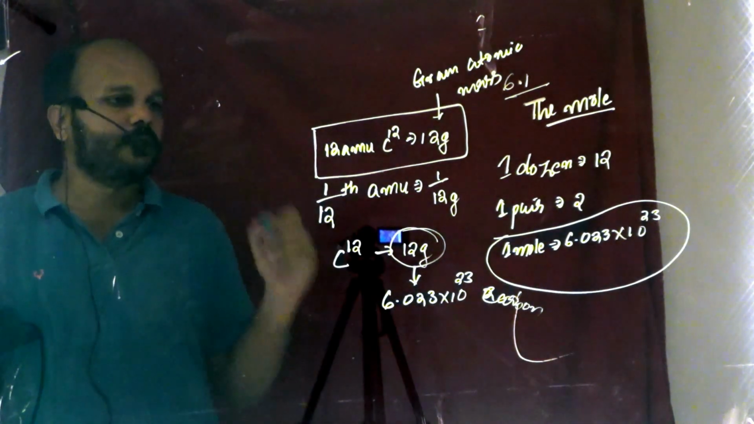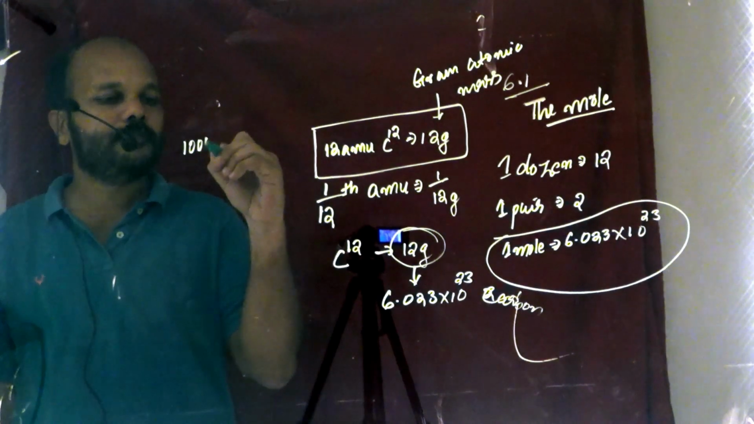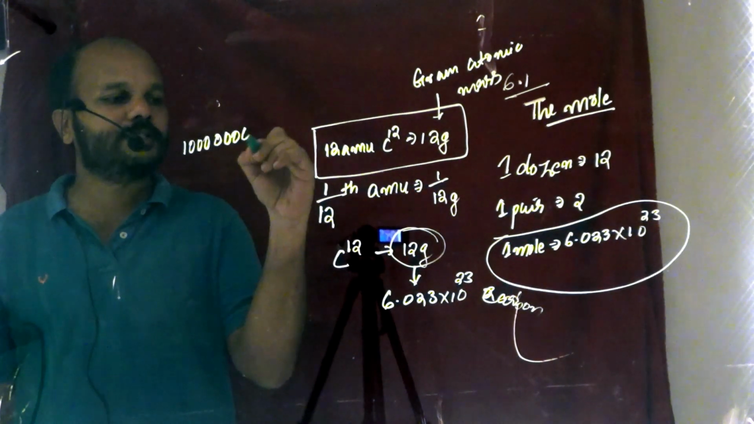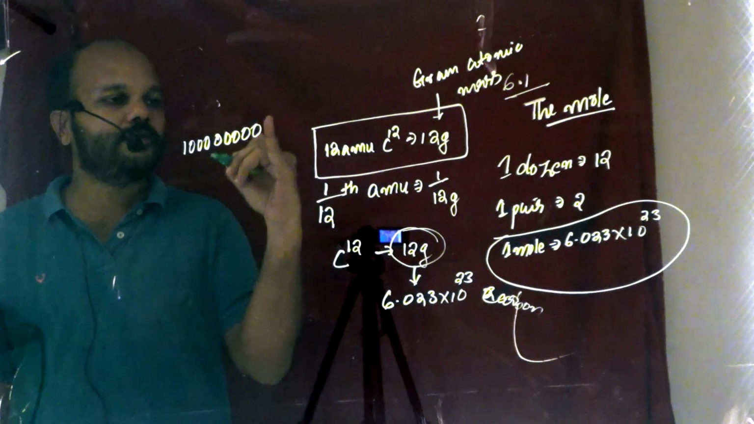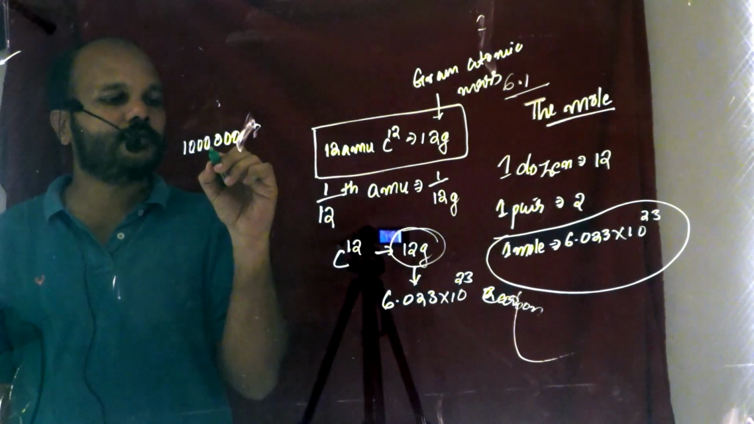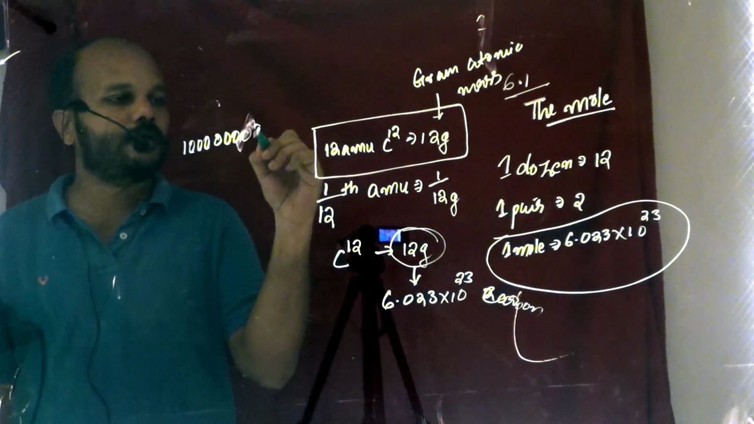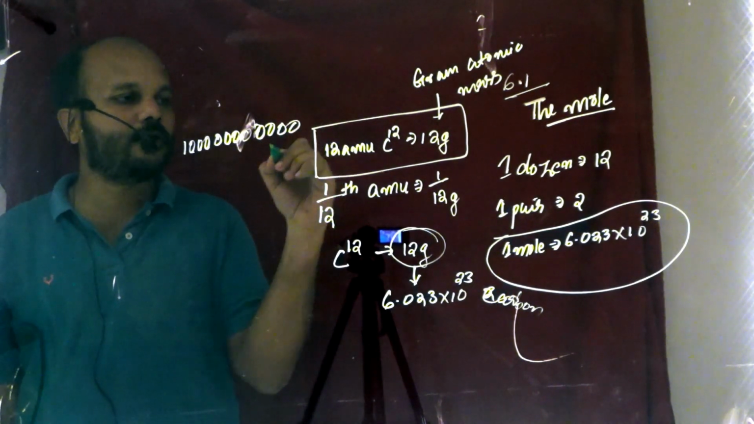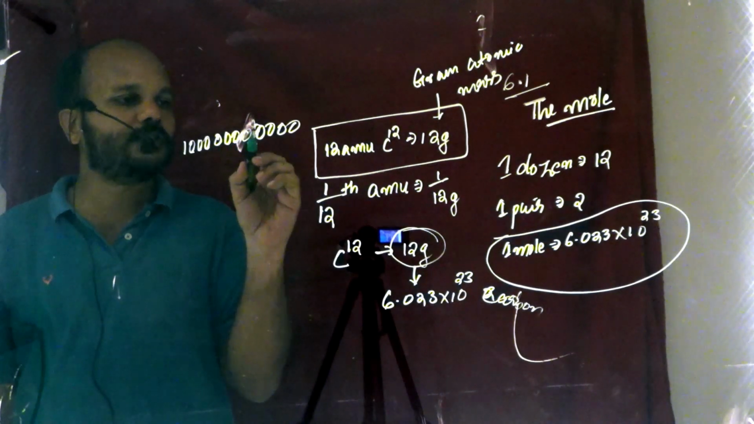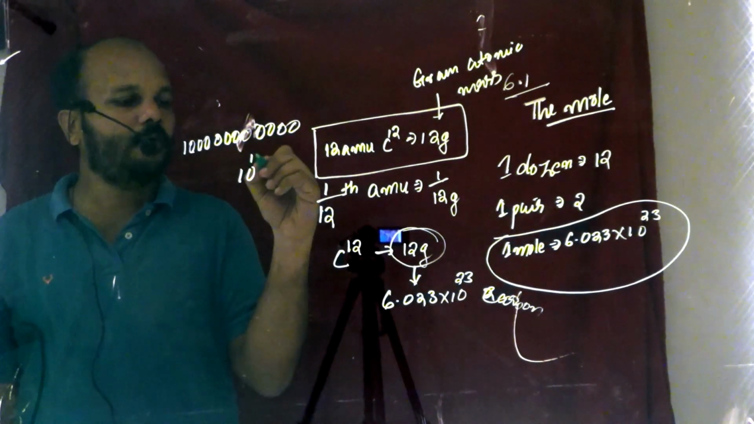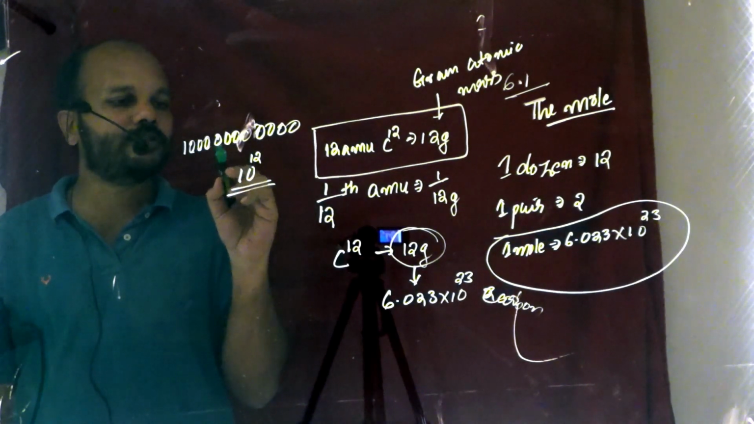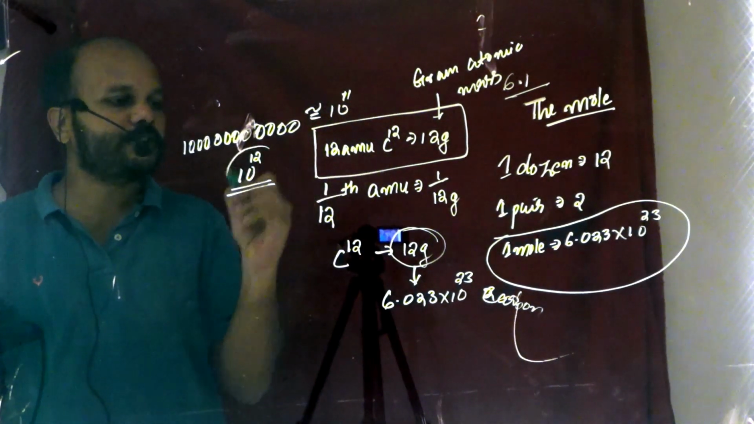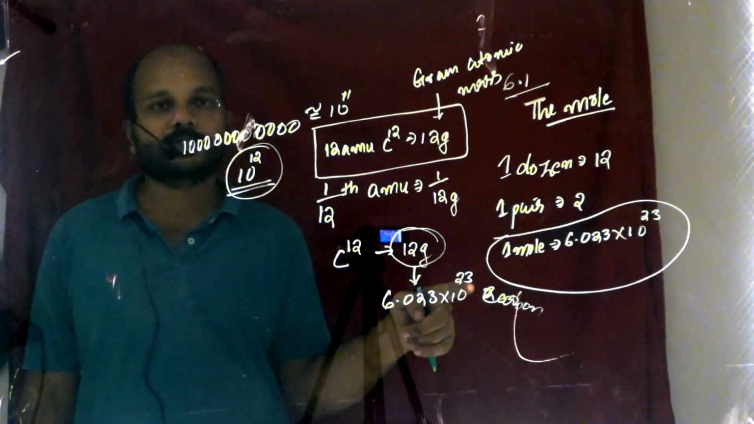Suppose 1000 is actually 10 raised to 3. Counting up: 10, 100, 1000, 10,000, 1 lakh, 10 lakh, 1 crore, 10 crore, maybe 1000 crore, 10,000 crore, 1 lakh crore. So we count the number of zeros, and we can count up to 10 raised to 12. But you see, this is a huge number. This is a very big number.